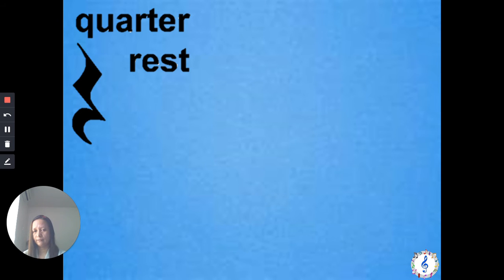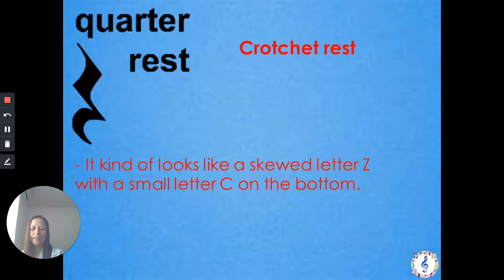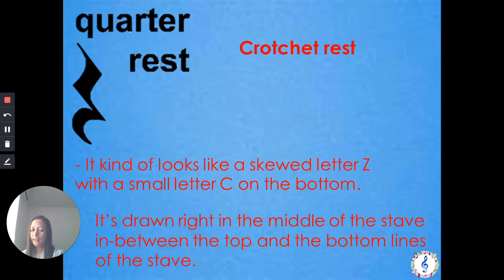Quarter rest, or called crotchet rest. A quarter rest looks kind of like a skewed letter C with a small letter C on the bottom. It is drawn right in the middle of the stave, in between the top and the bottom lines of the stave.